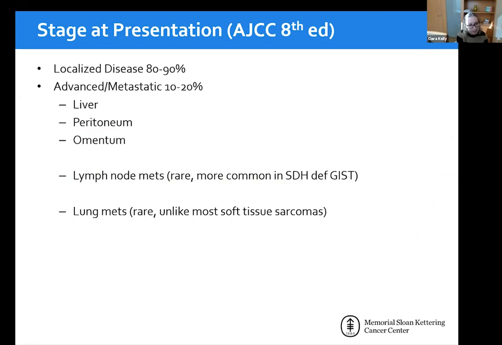And then lung metastasis, spread to our lungs, is rare, unlike other sarcomas, actually, where lung involvement can be more common. This is something that we see often in more later stages of the disease.